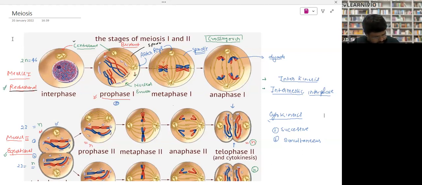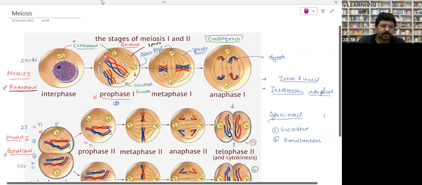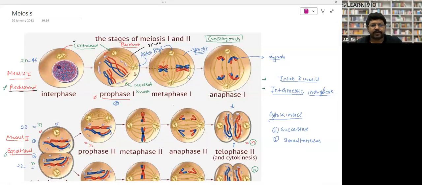Meiosis is a big process. It's a lengthier process than mitosis. I'll explain one by one. We divide meiosis into two parts, right? Meiosis first and meiosis second. The second part of meiosis is exactly the same as we have studied in mitosis. But the first part of meiosis is lengthier, meaning it takes much more time, and it is a bit complex as well. Look, this is the interphase nucleus.